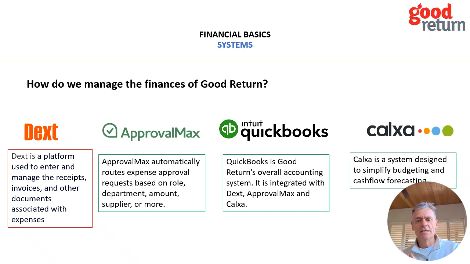Finally, Calxa is an additional system that helps us manage the cash flow and the budgeting. So Calxa sits out to the side to a certain extent, but it does talk to QuickBooks to ensure that the 2 things are integrated. But as I said, we'll talk about those in more detail in the next 2 modules.